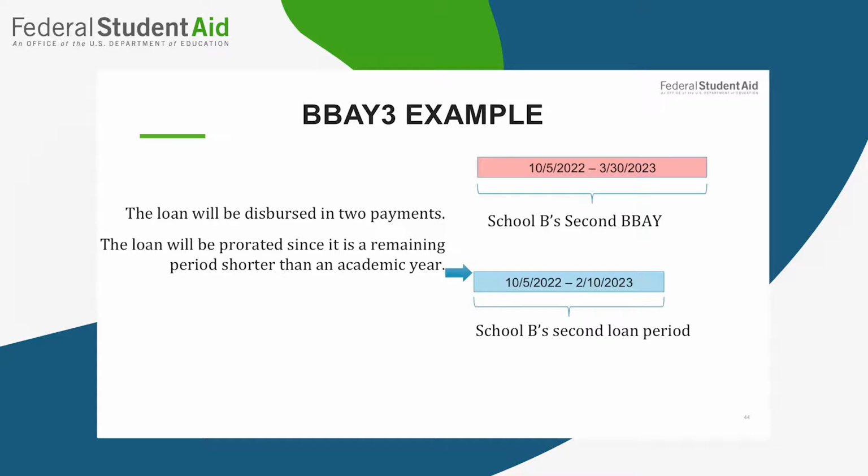Now, in this situation, there will be a loan proration needed. That loan will need to be disbursed in 2 disbursements, and that loan will need to be prorated since the period of time remaining in the program is shorter than the definition of the academic year. This is why it's important to be clear on your school's definition of the academic year. Once we have that in writing, or once we have that established, we can compare it to this remaining portion. Once we see it's shorter, that tells us the proration requirements will apply.